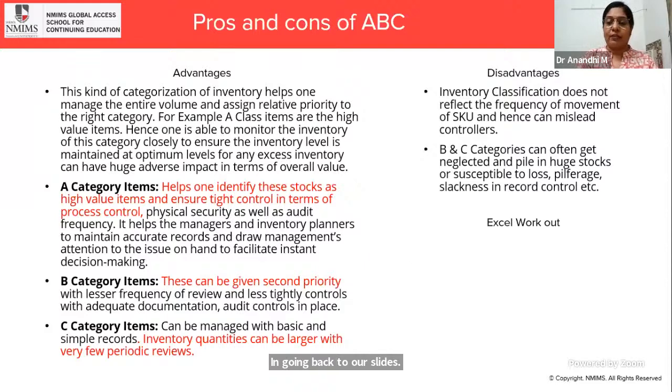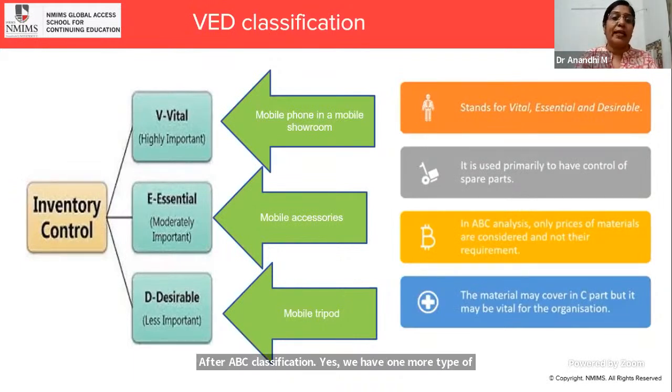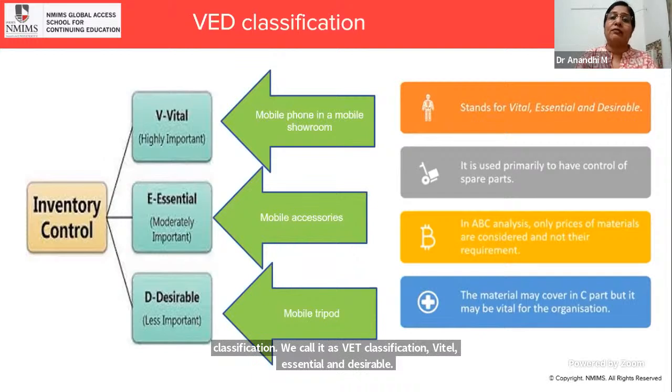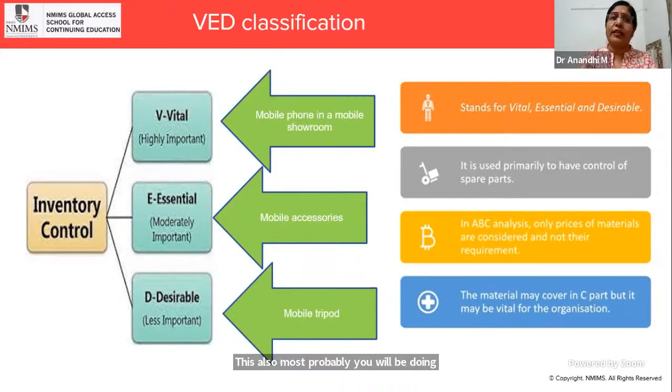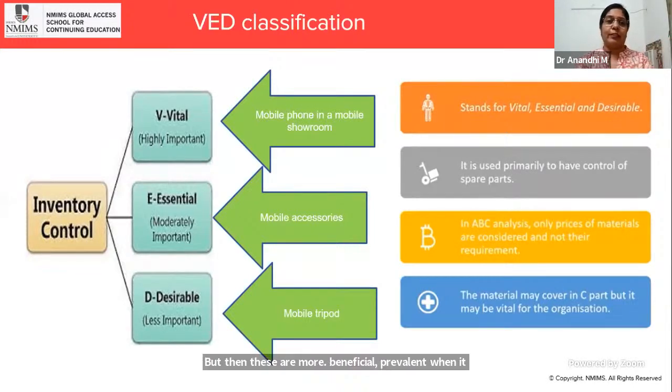After ABC classification, yes, we have one more type of classification. We call it VET classification: vital, essential, and desirable. This also most probably you will be doing for the spares and components. Yes, obviously any of these classifications can be done for retail or any other FMCG sector also. But these are more beneficial and prevalent when done for the manufacturing sector.